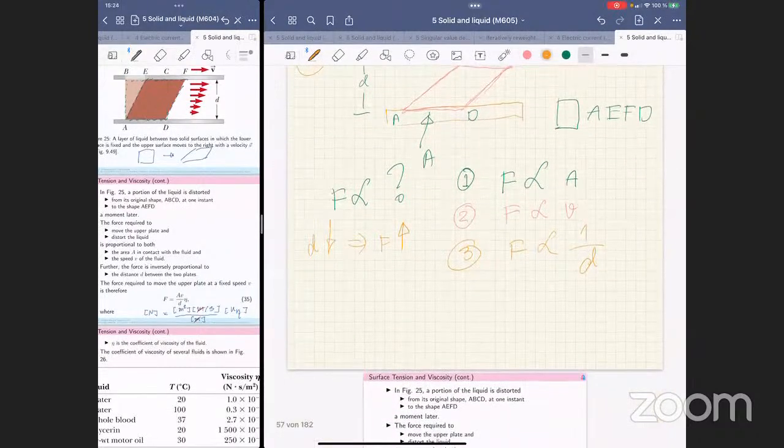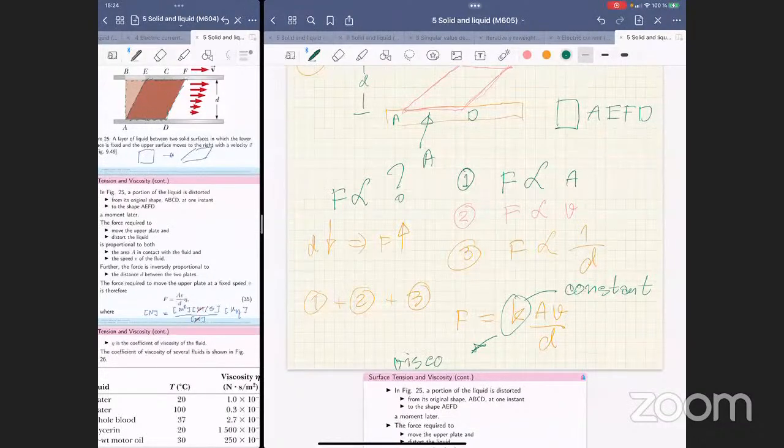And with these three observations, three proportionalities, the scientist has found that F is equal to K times A and V divided by D. And K is a constant, right? It's a constant from the proportionality. And K here is known to us as viscosity, and it's known by the variable eta.